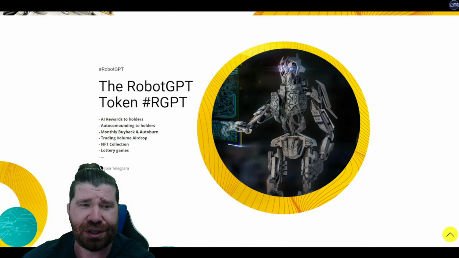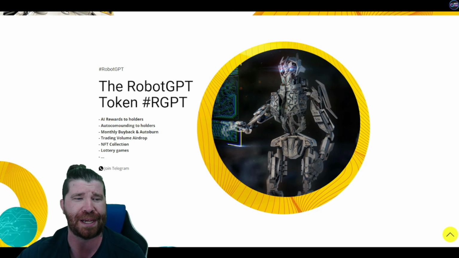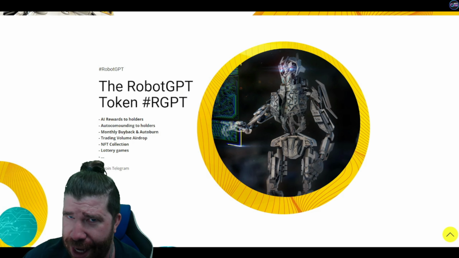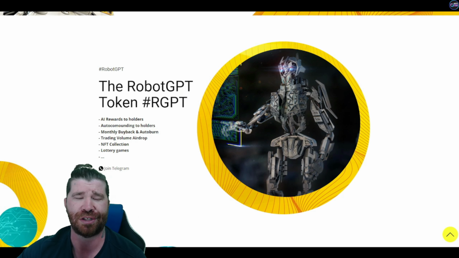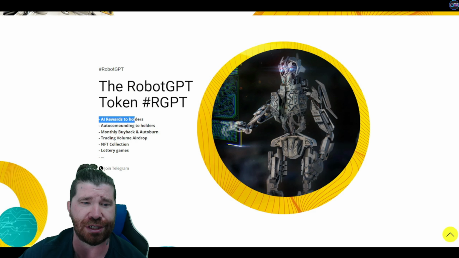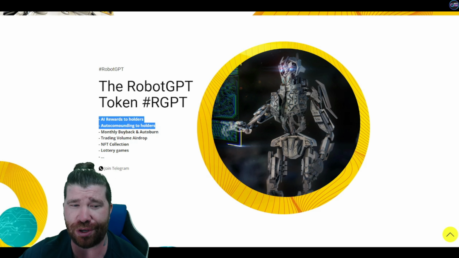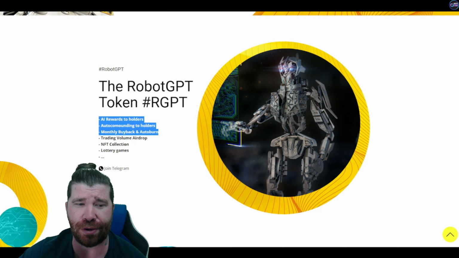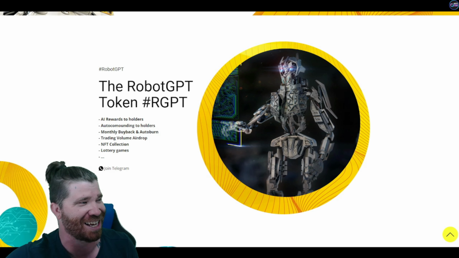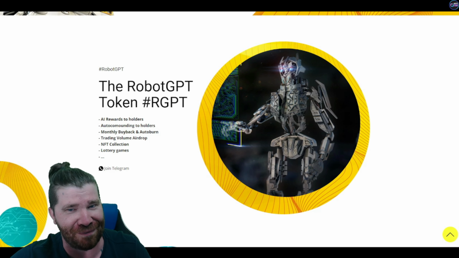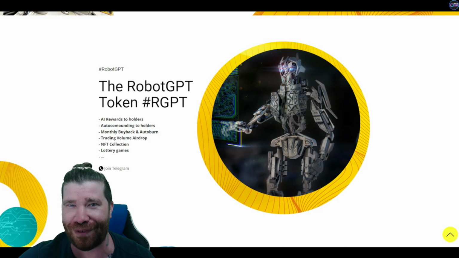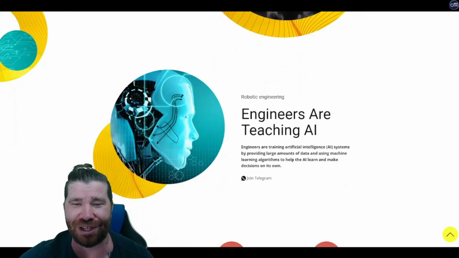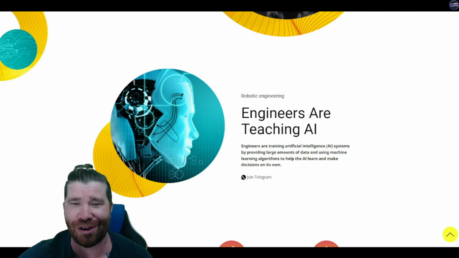Now, if we take a look, you guys will see we got the RobotGPT token, also known as RGPT. So we're talking about AI rewards. This is going to be to holders. We got auto compounding to holders, which is good. Monthly buyback and auto burn, trading volume airdrop, NFT collection, and lottery games. So you guys, this right here just sounds like a lot of fun and a lot of opportunity, especially if you get in early.